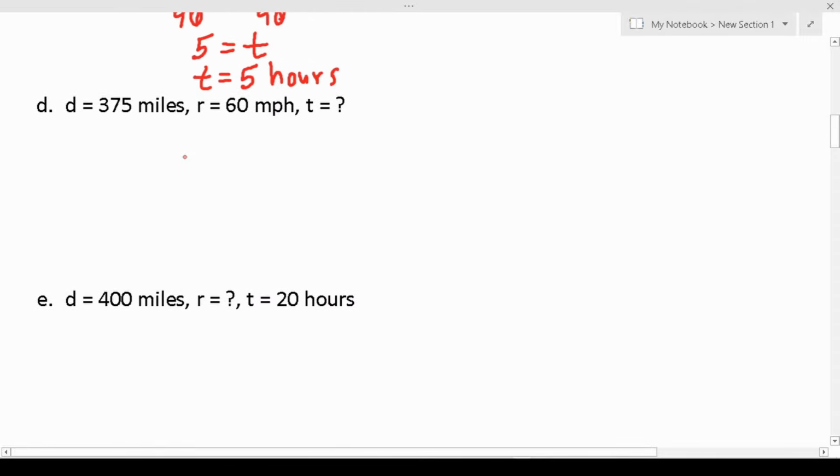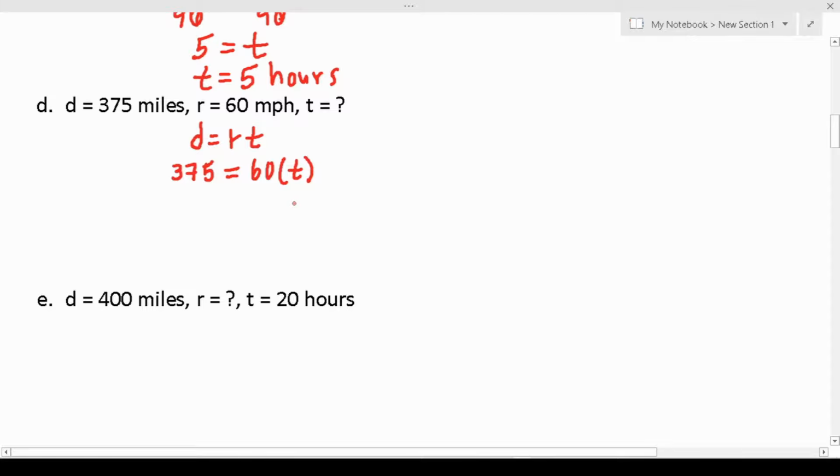All right, for D, you can see that we have distance equals 375 miles, R equals 60 miles per hour, and we're trying to figure out what T is. So let's start by writing down the distance formula. Again, that is distance equals rate times time. We know what D is, so let's plug that in. That's 375. We know what R is, so let's plug 60 in place of R. And we're trying to solve for T, so we'll leave that as T.